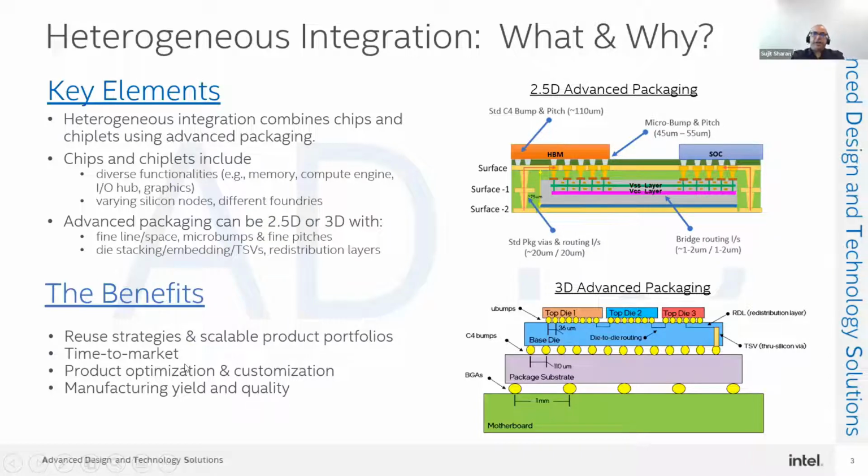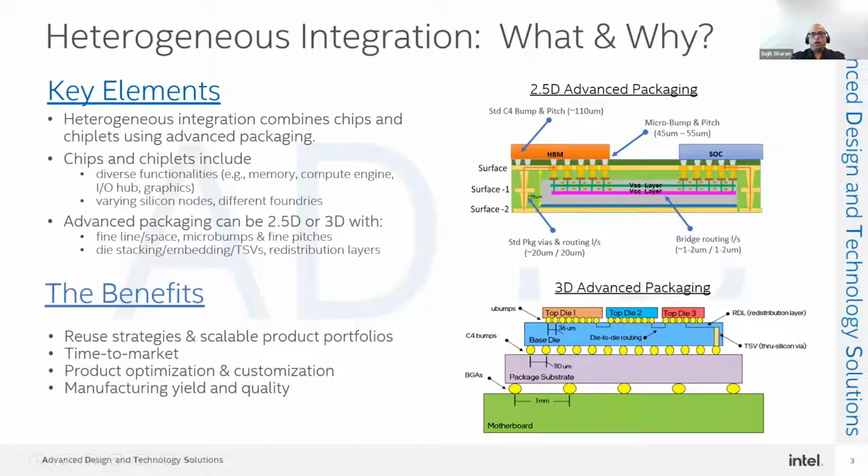The benefits, I think you will hear a lot about over the next couple of days. Reuse strategy is very important. We can reuse a lot of elements from both the design as well as the chiplets directly. It is very scalable. You can mix and match. In this instance, you could have top die 1 and top die 3 remain the same for different package configurations, but change top die 2 to get different functionalities.